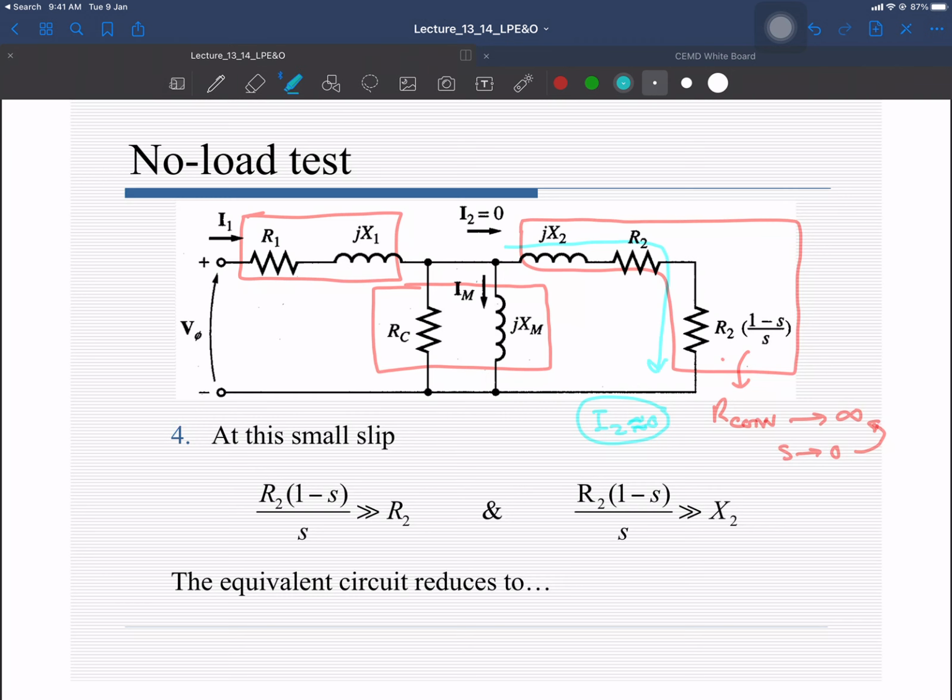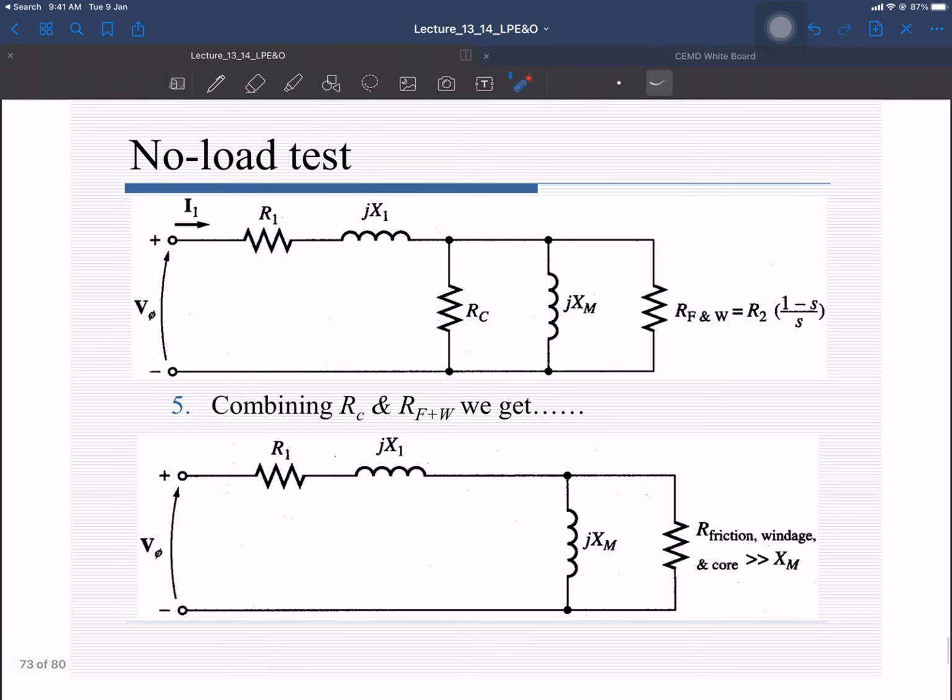And why? Because the slip is very small, and as the slip is very small, this is quite large as compared to your R2, and this R2 (1-s)/s is also very large as compared to your X2, right? So you can even ignore these ones. This one and this one can be ignored in front of this one at this particular condition.